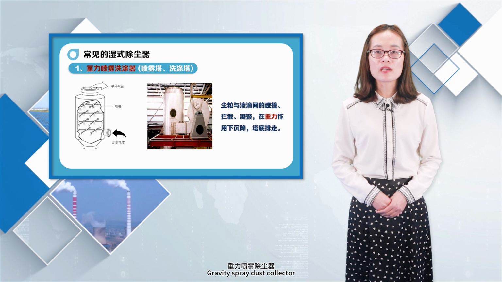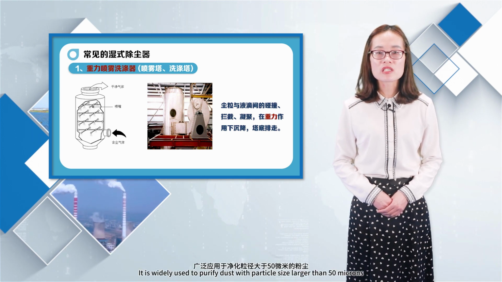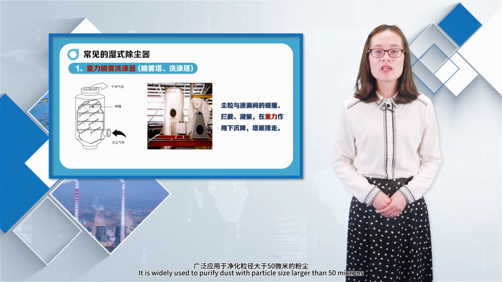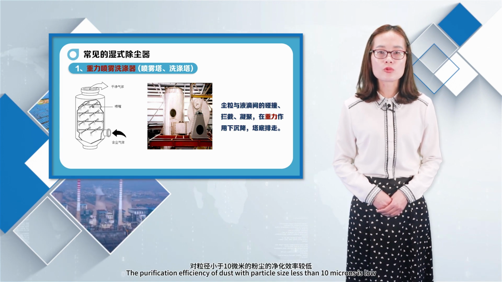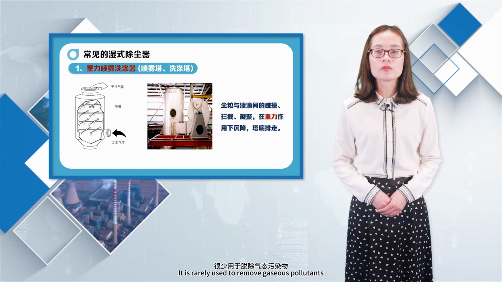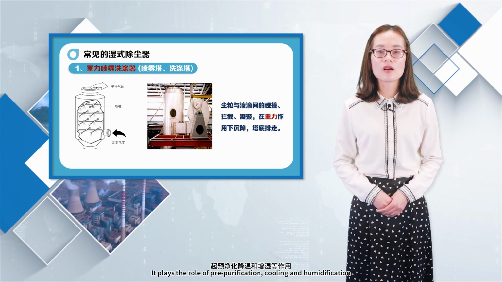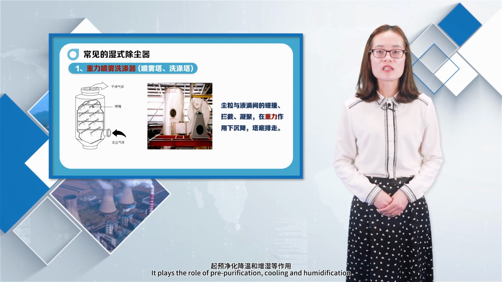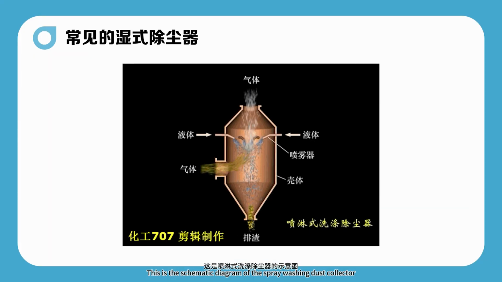Gravity spray dust collector is widely used to purify dust with particle size larger than 50 microns. The purification efficiency of dust with particle size less than 10 microns is low. It is rarely used to remove gaseous pollutants, usually combined with high-efficiency scrubber. It plays the role of pre-purification, cooling and humidification. This is the schematic diagram of the spray washing dust collector.